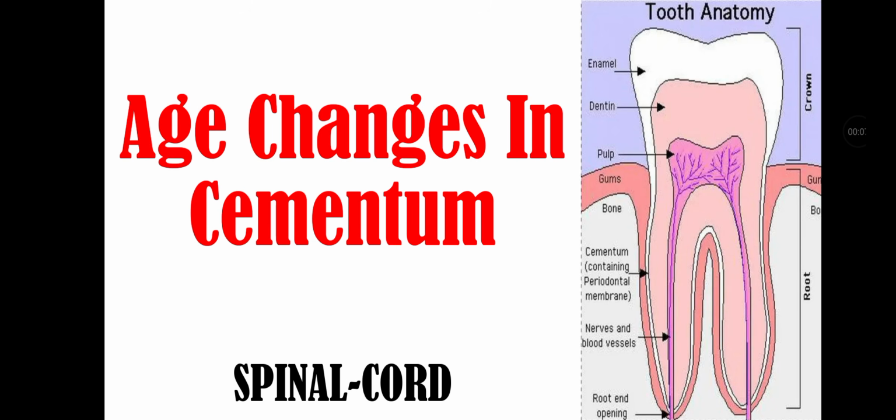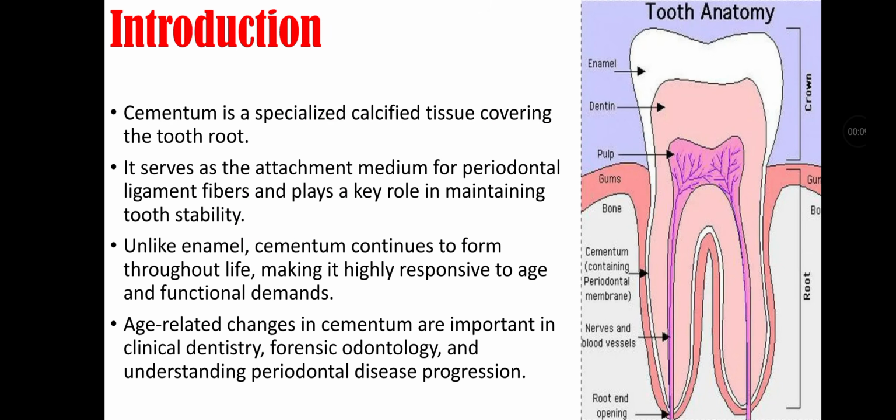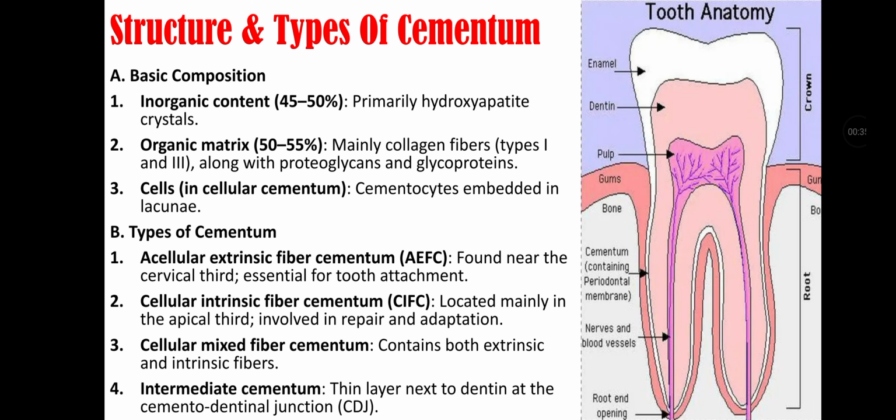So let's start our topic with introduction. Cementum is a specialized calcified tissue covering the tooth root. It serves as an attachment medium for periodontal ligament fibers and plays a key role in maintaining tooth stability. Unlike enamel, cementum continues to form throughout life, making it highly responsive to age and functional demands. Age-related changes in cementum are important in clinical dentistry, forensic odontology, and understanding periodontal disease progression.